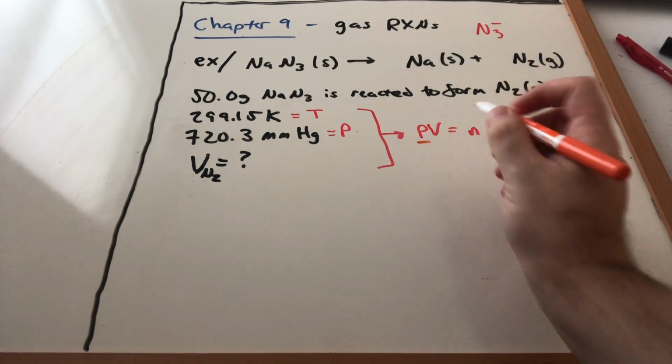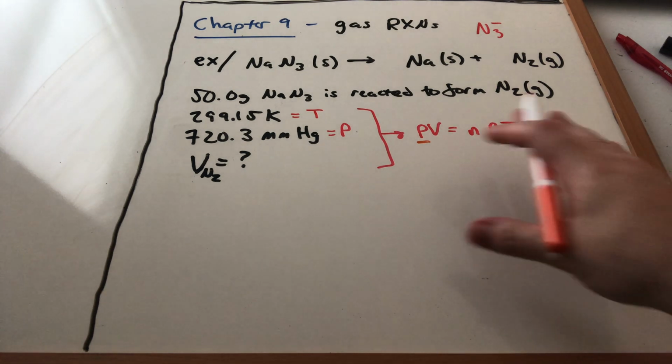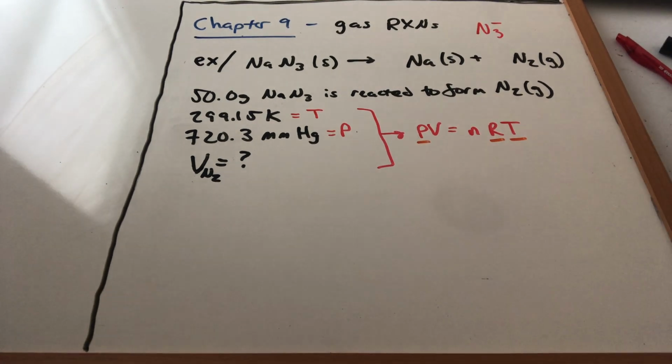Now we're given a P in the wrong unit, so we'll have to do a conversion to the correct units. Okay, but that's something we can definitely handle. V has to be our unknown, so everything else we have to know. Well, we've memorized R and we're given a T.